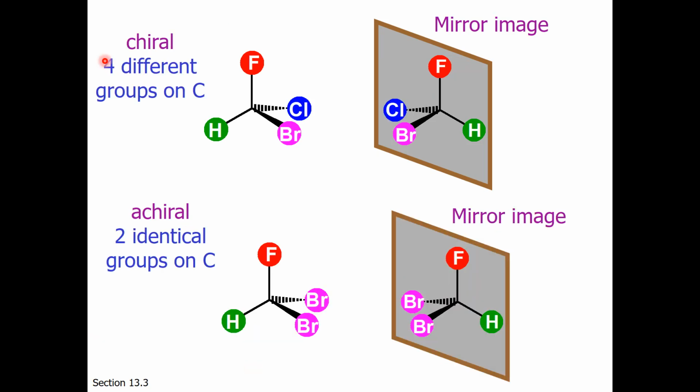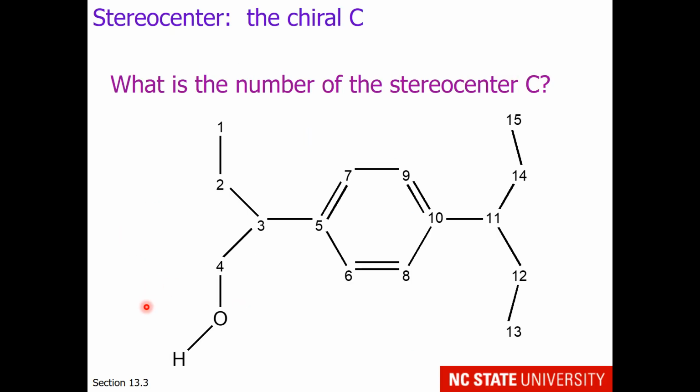So if you have 4 different groups attached to carbon, you have a chiral compound. If you have 2 of those groups identical, so only 3 different kinds of groups around the carbon, this would be an achiral molecule. Now let's move to a larger molecule and think about chirality.